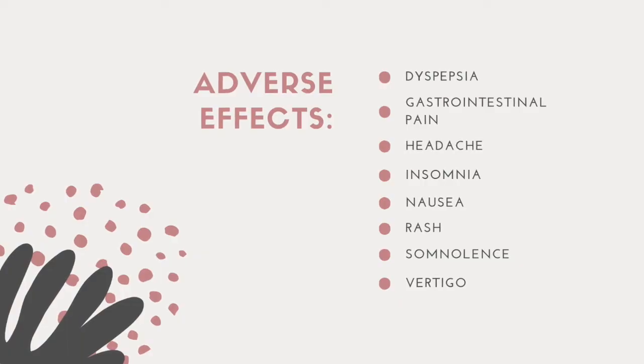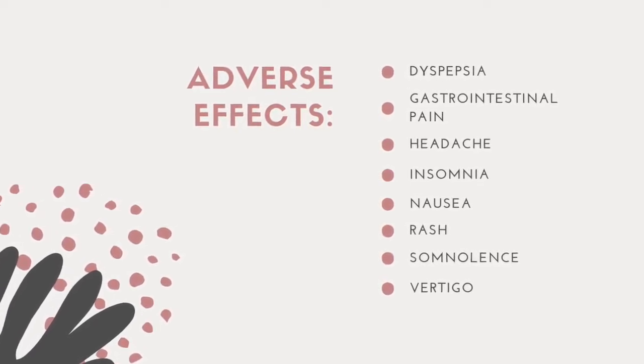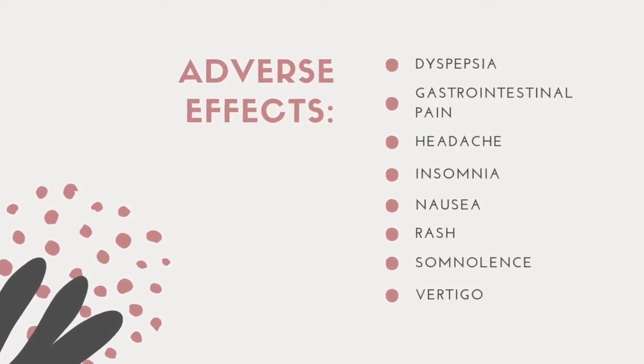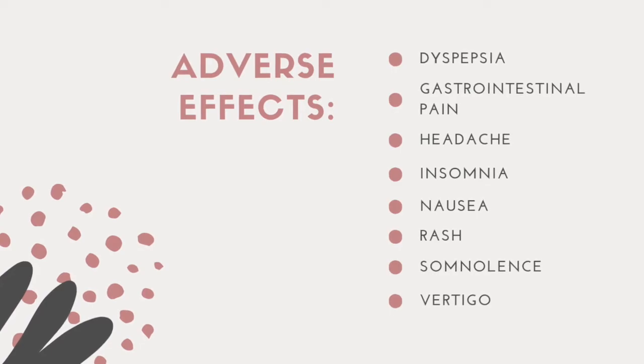Now, how do you take naproxen? You can take naproxen in 500 mg tablets or 1000 mg tablets, in two divided doses or in one single dose. But keep in mind to never exceed 1000 mg per day, and to always take it with food. Now, what are some adverse effects that you can encounter while taking NSAIDs? You have dyspepsia, gastrointestinal pain, headache, insomnia, nausea, rashes, somnolence, and vertigo.